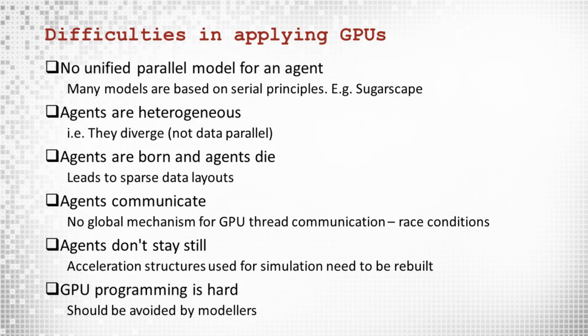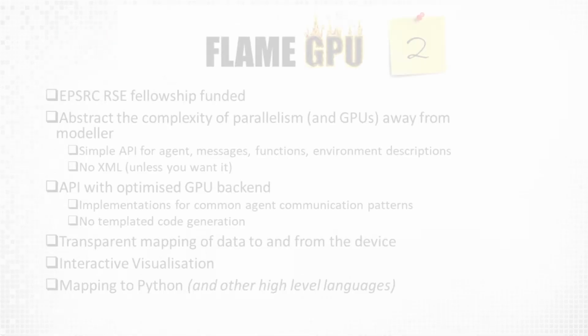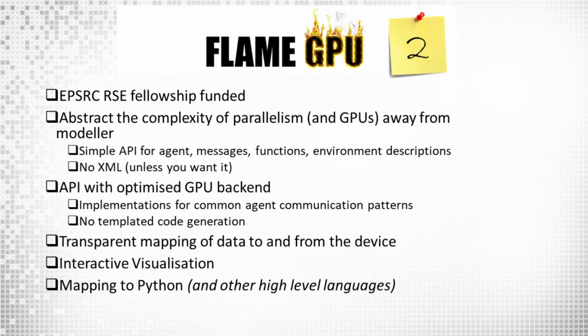So some of the benefits that are gained by spending that die space on raw compute means that you need more intelligent programming to utilize them effectively. It means that GPU programming is hard, and it's not necessarily something that should be encouraged for someone who wants to write a simple agent-based model. So this is what FLAME GPU, and particularly FLAME GPU 2, do.